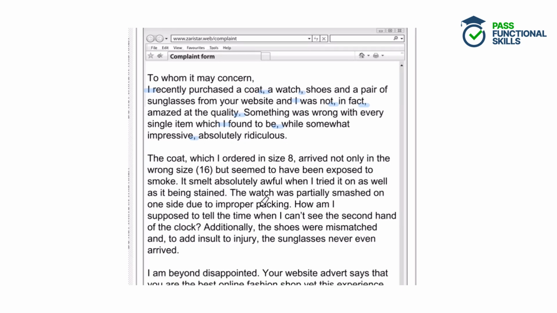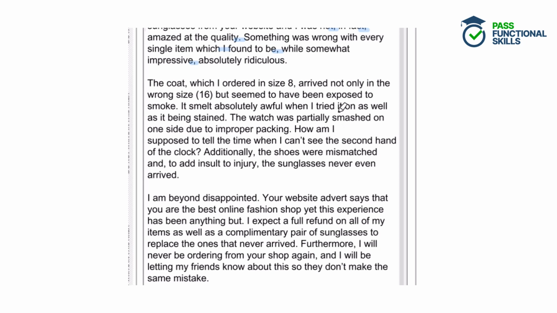What other punctuation can we see being used here? Well, we've got these parentheses used here, so these brackets, and this is to add additional information. So they're in the wrong size and they've just used parentheses to add the additional information that they are in size 16 when they should be an 8. We've also got a rhetorical question here. How am I supposed to tell the time when I can't see the second hand of the clock? So we've got that question mark appropriately used at the end of a question.